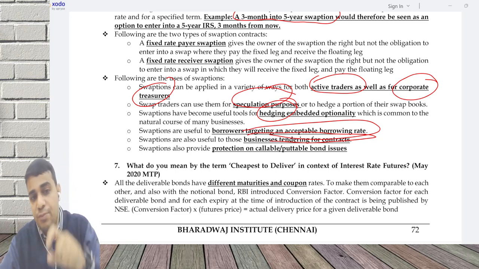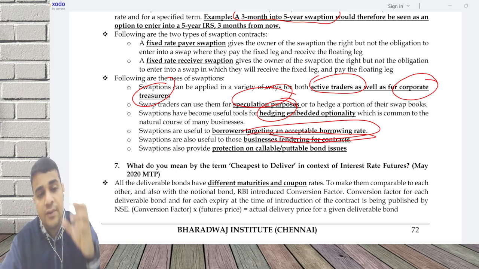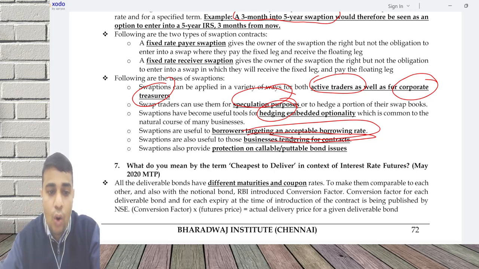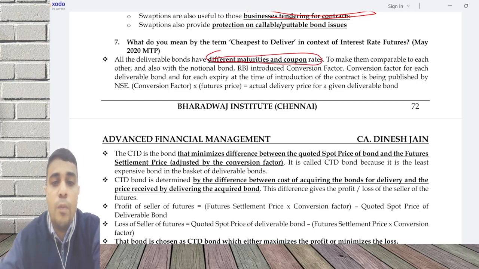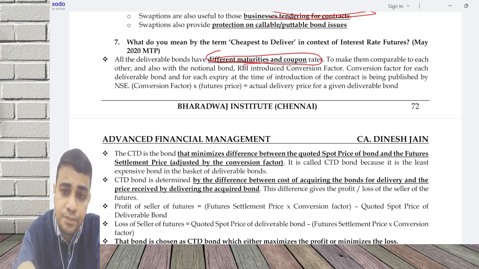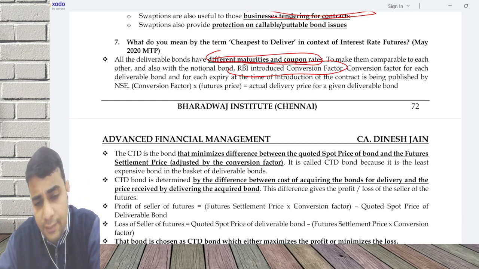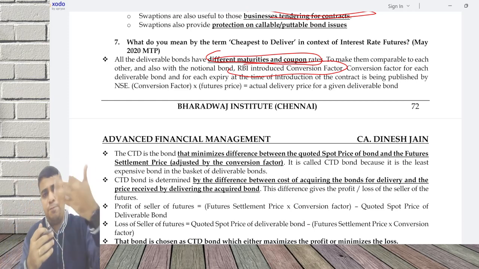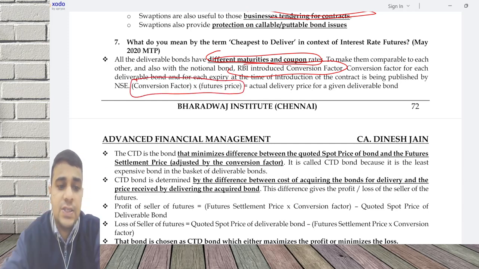We have seen this in problem solving also, so I may not explain much now. We will have a conversion factor for every type of bond, because all the deliverable bonds have different maturities and coupon rates. Now, what is the delivery price? The delivery price, which you either get from the other person or pay, is conversion factor into the future settlement price.